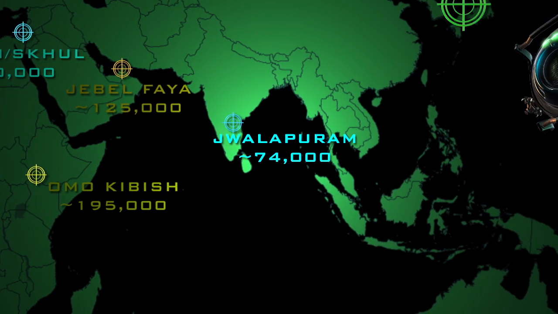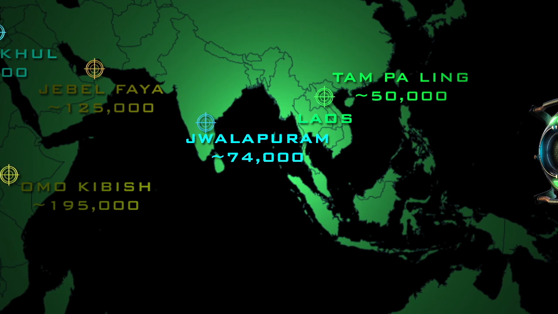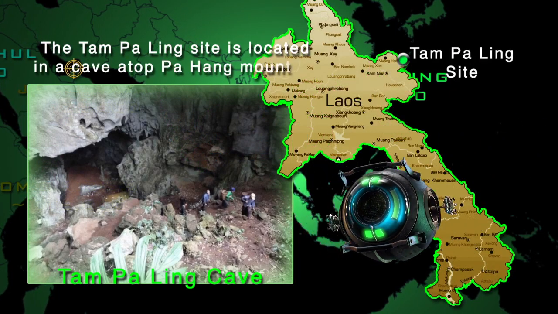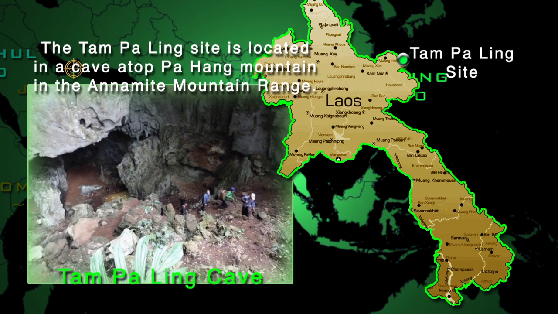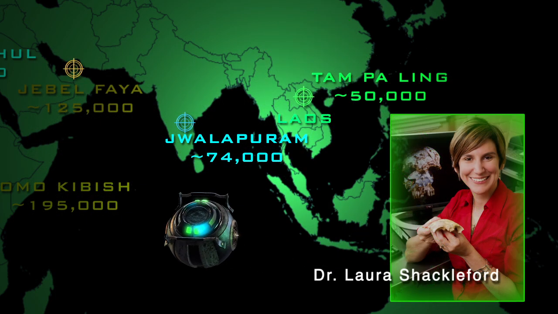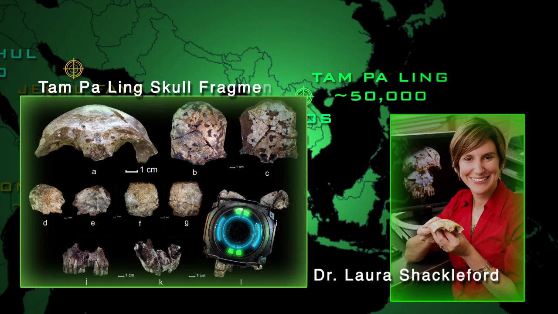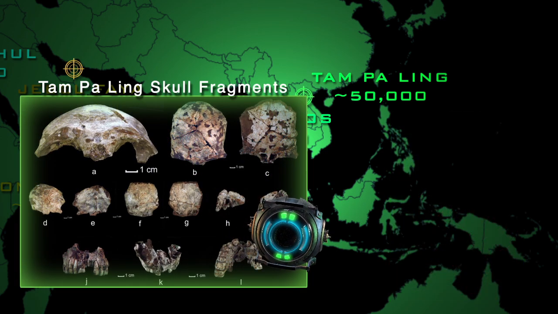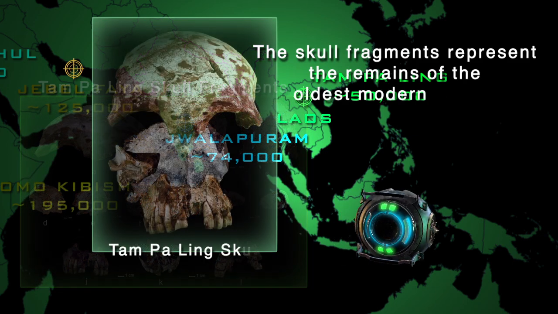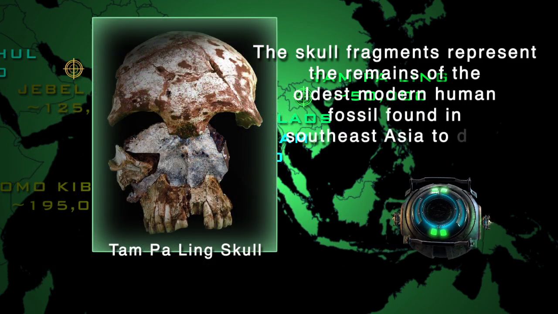The next site we will look at is the Tampaling site in northern Laos. The Tampaling site is located in a cave atop Pahang Mountain in the Annamite mountain range. In 2009, researchers led by Dr. Laura Shackelford uncovered the fragments of a skull belonging to an anatomically modern human at the Tampaling site. The skull fragments represent the remains of the oldest modern human fossil found in Southeast Asia to date.